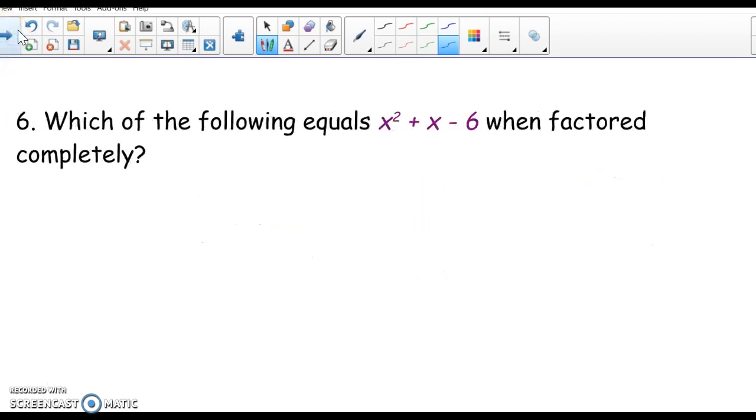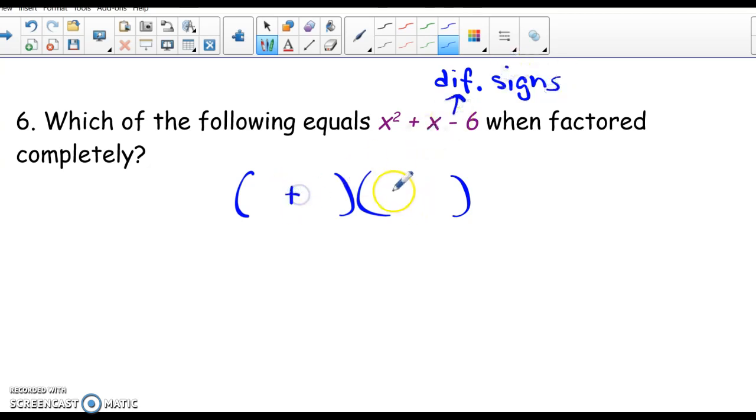Which of the following equals x squared when factored completely? We just want to factor this. There's no GCF, so I'm going to put 2 sets of parentheses. The signs right here are going to be different. So that means we're going to have 1 plus, 1 minus.